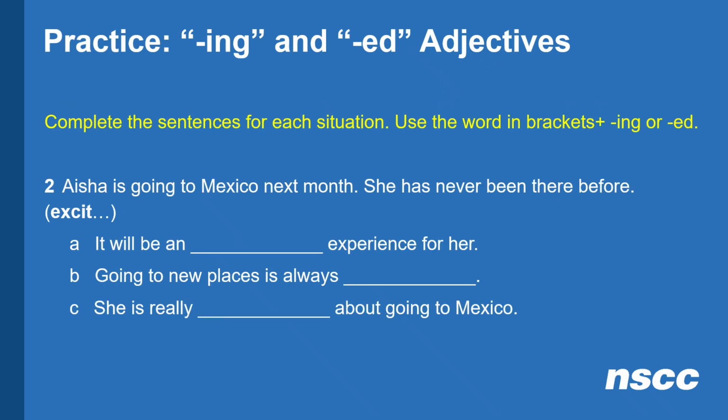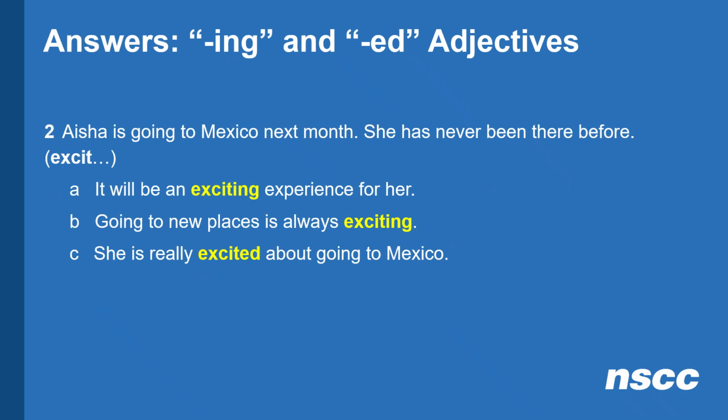Let's try number 2. Aisha is going to Mexico next month. She has never been there before. A. It will be an... experience for her. B. Going to new places is always... C. She is really... about going to Mexico.